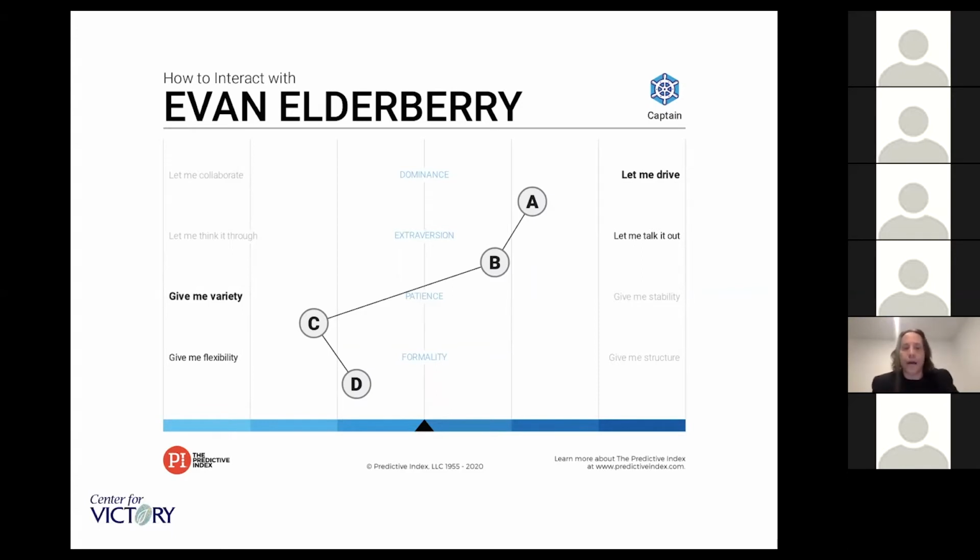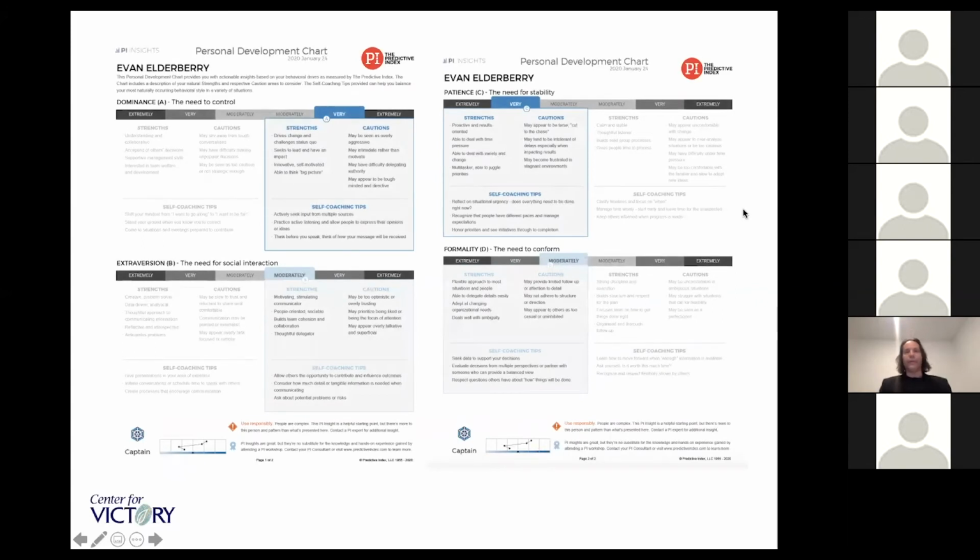So this is just a quick snapshot of the person. That gives you just the A, B's, and C's. It's using the self, and that's what we want to use. And it gives the reference pattern up there as well. The other document that I would include in your onboarding is the personal development chart. And this is for the person. What it does, again, it uses the data from the PI in an objective way. So you'll see that this person here, this made-up person, Evan, high A, high B, low C, low D. What it does nicely is give the strengths of that particular drive, gives the cautions, and then gives some self-coaching tips, objective self-coaching tips.